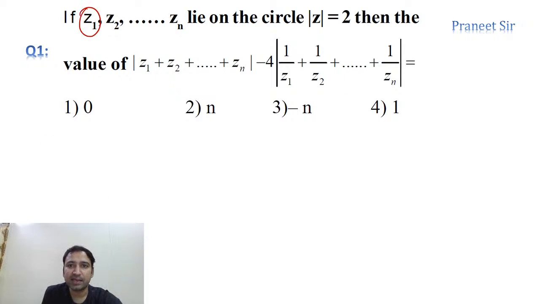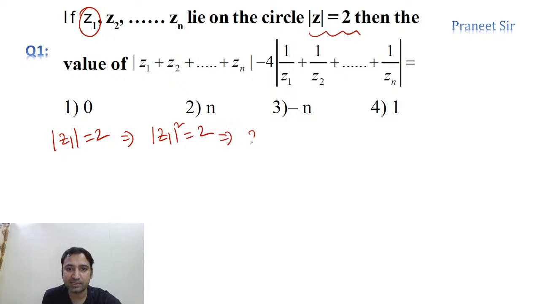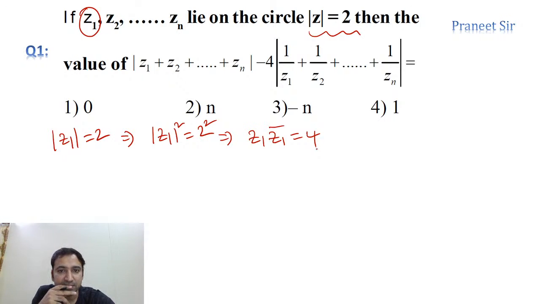See, Z1 is lying on mod Z is equal to 2, means can I write it as mod Z1 is equal to 2? So let's square it on both sides. Mod Z1 square is equal to 4. But can I write mod Z1 square as Z1 into Z1 bar, which is equal to 4? Can I say it like this? Clear? Everyone understood this? So from this, can I write 4 by Z1 is equal to Z1 bar? Can I write 4 by Z1 as Z1 bar, guys?